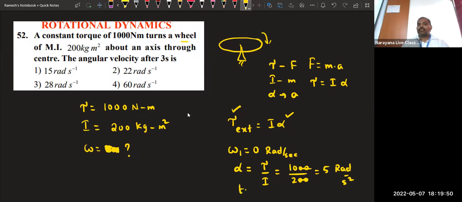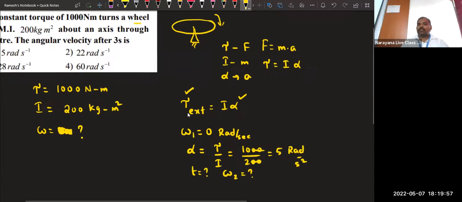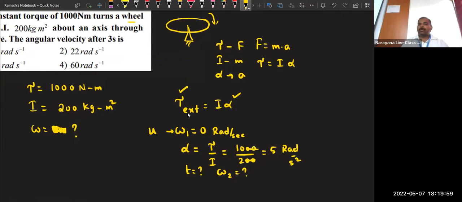It is asking, after t seconds, what is the final angular speed? Omega 2 minus omega 1. You know, initial angular speed is similar to initial speed. Angular acceleration is similar to linear acceleration. And the time is the same as time. Final angular speed is the same as final velocity. What can I write? v is equal to u plus a into t. So omega 2 equal to how much? Omega 1 plus alpha into t.